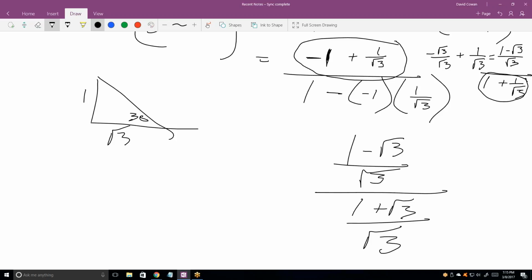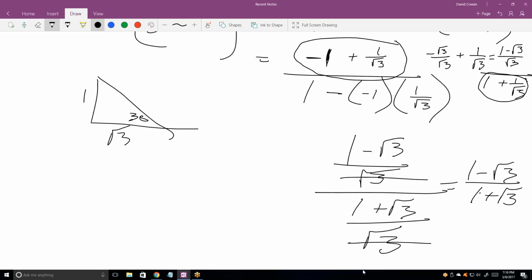Now, I can flip and multiply, but there's another little shortcut you can do here. If your two denominators are the same, you can just cross them out, and my answer is 1 minus root 3 over 1 plus root 3, which is what you get if you flip and multiply also. The only bad thing about this little shortcut is that if the numerators are the same, you can't do it. You can only do it if the denominators are the same. If your numerators are the same, then you can cross them out, but then you have to flip everything.